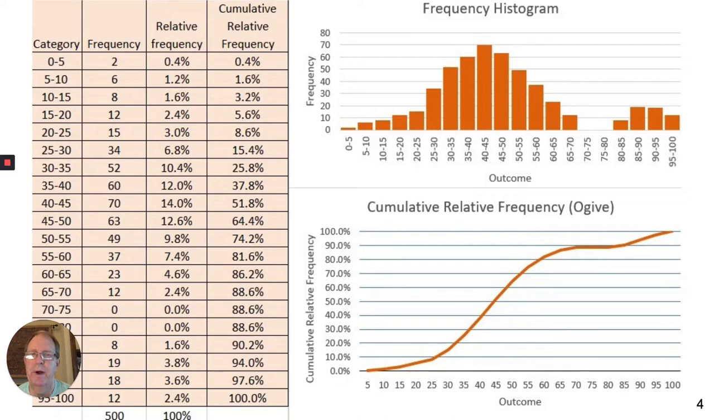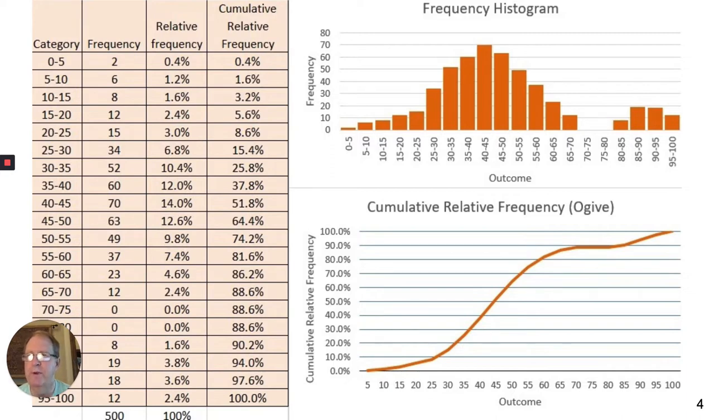Another way to identify a location within a distribution is to use a cumulative relative frequency graph, sometimes called an ogive graph. That is the graph that appears in the bottom right-hand corner of this slide right here. Now, over on the left, I have a frequency distribution table. Each category is 5 units wide. The second column shows the frequency for each bin or each category. You can see that there are 500 observations. It's at the very bottom.